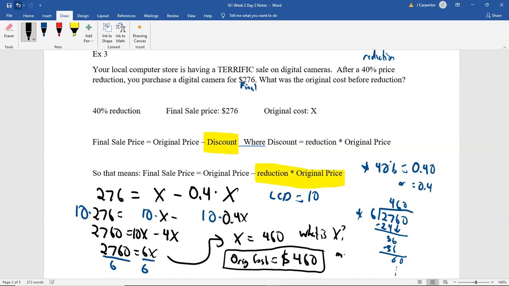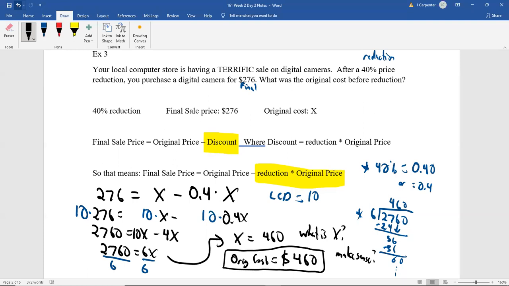Does it make sense? Something else I said you should do to check your answers. Well, I hope it makes sense. It's more than the sale price. If you came up with an original cost of $100 and you paid $276 after a discount, sounds like you got screwed over at the store.